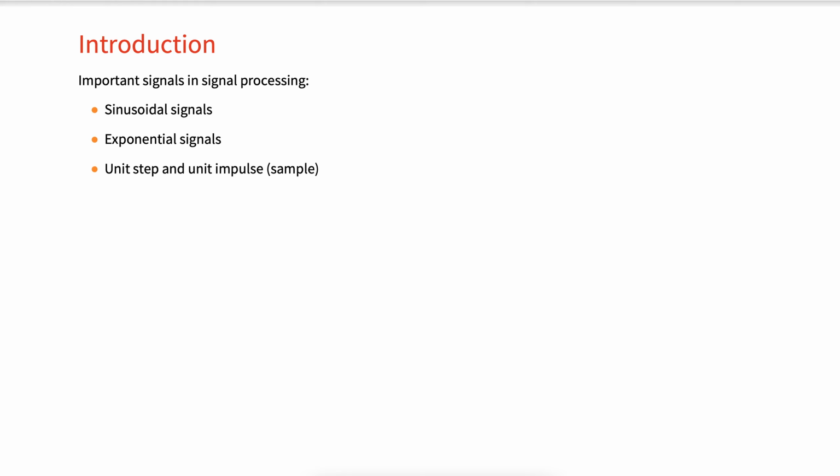We will discuss each of these classes of signals in continuous time as well as discrete time, and we will look at their differences and similarities in both cases. Let's start with sinusoidal signals.